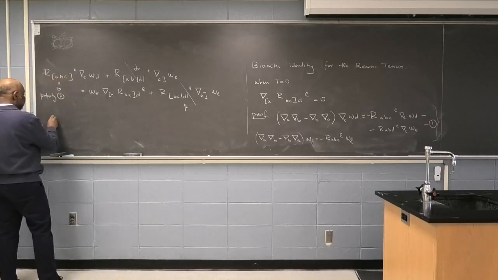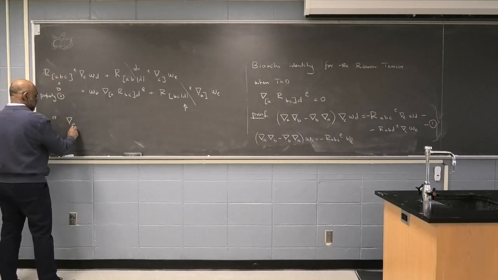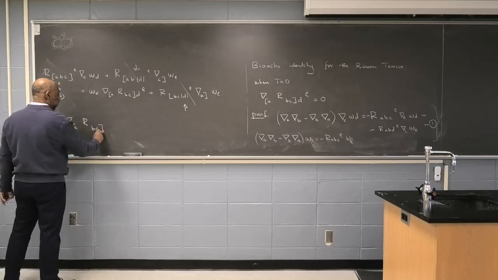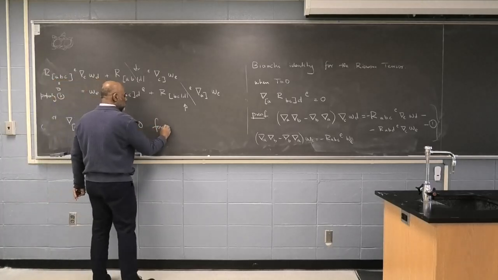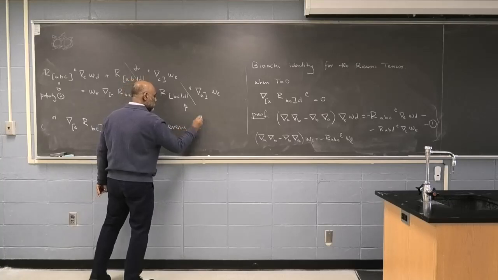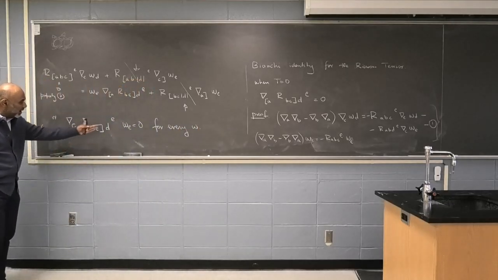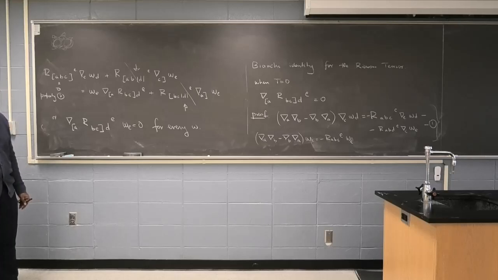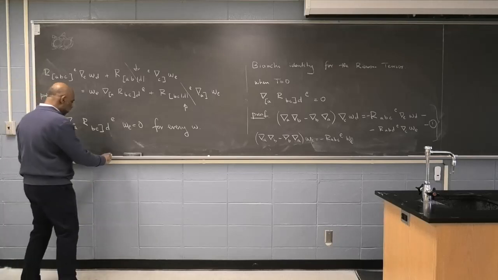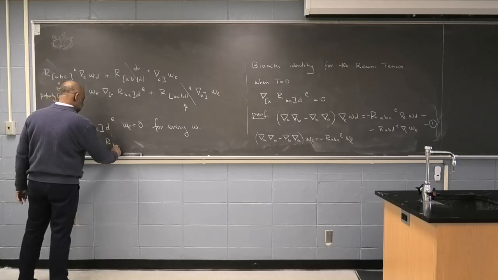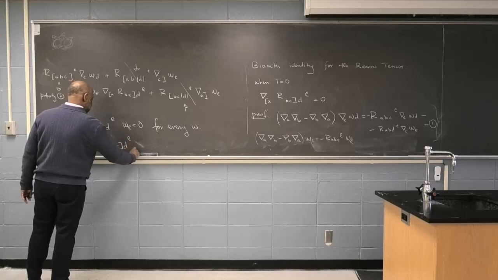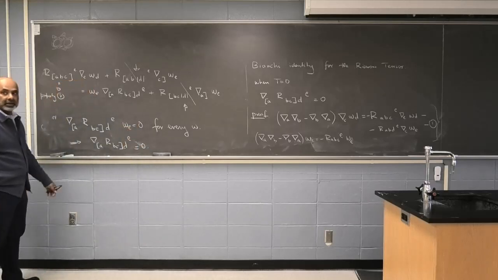That can happen only if this is 0 for every W. How can it be 0 for every W? You can make the first component 0, second component 0, third component 0, fourth component 0. This can happen for every W only if the expression vanishes. And this is in fact the Bianchi identity.